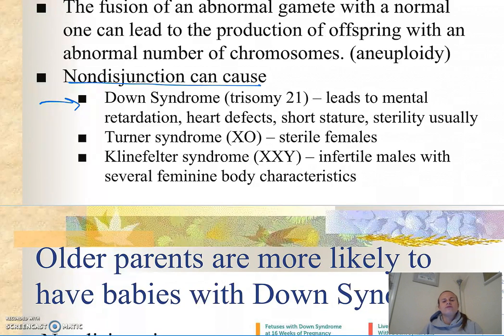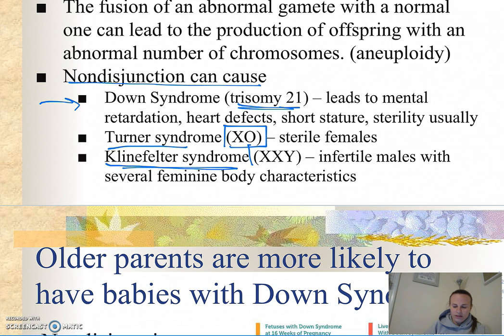Down syndrome is when you have trisomy at the 21st location, meaning I have an extra chromosome where I should only have 2. Turner syndrome is when a female, instead of having an XX, has an XO. These females are sterile as a result. Then there's also Klinefelter syndrome, where not only does this male have an XY, but they've got an extra X thrown in there. So these males are also infertile, and they usually have feminine body characteristics.